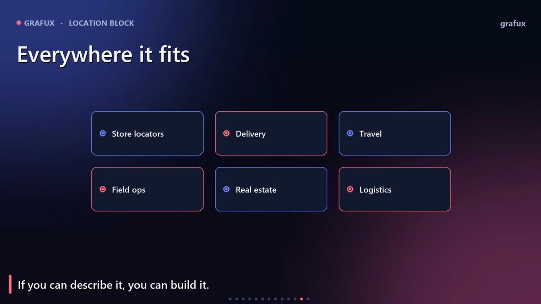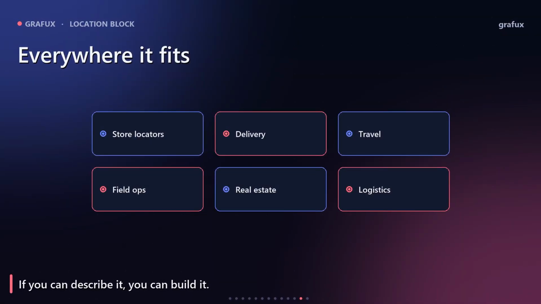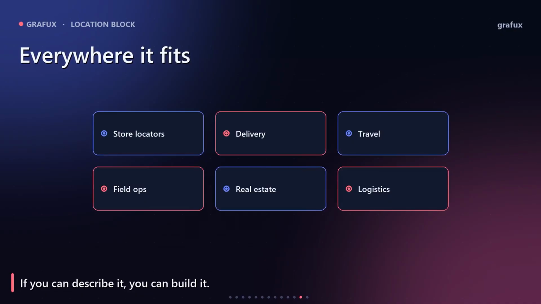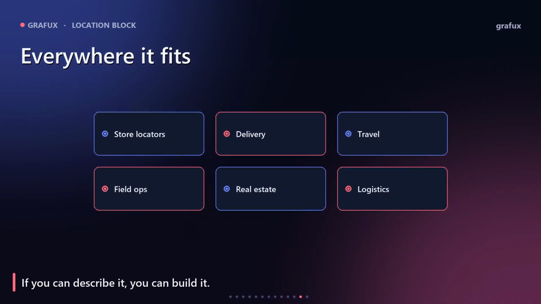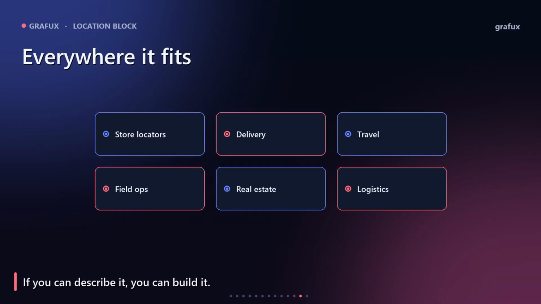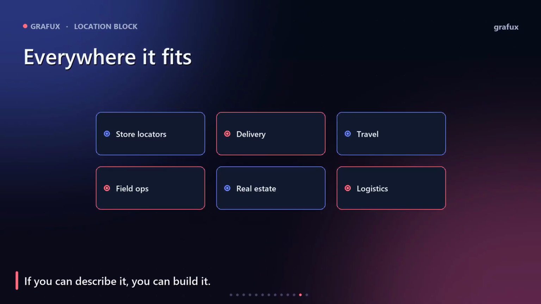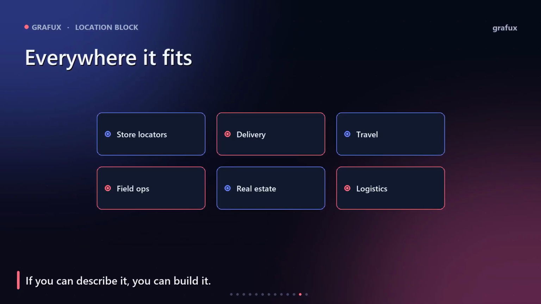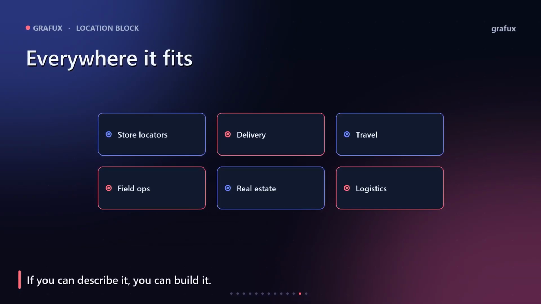And think of everywhere it fits. Store locators, delivery, travel, field ops, real estate, or logistics. And honestly, the list just keeps going. If you can describe it, the location block can help you build it, and the moment you need something new, another block is only a click away.